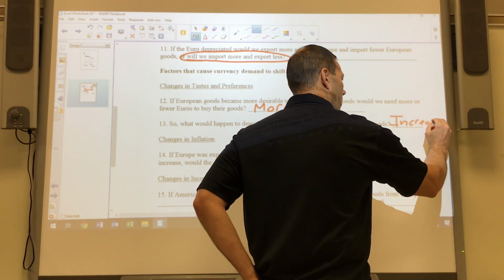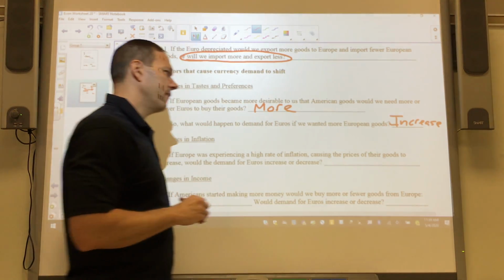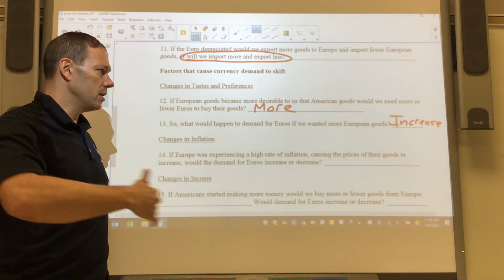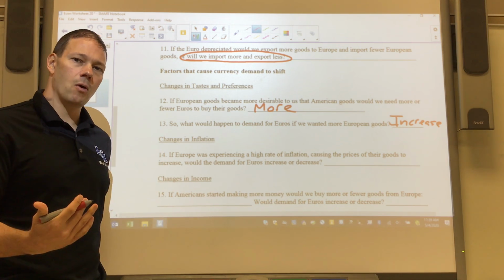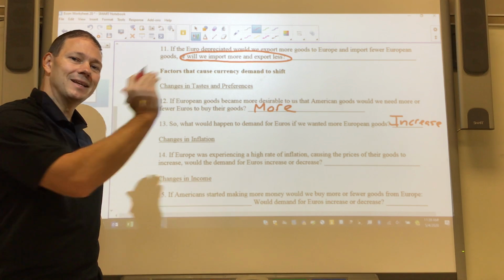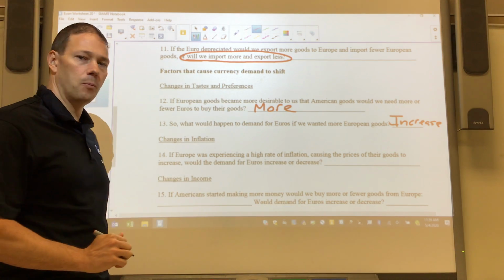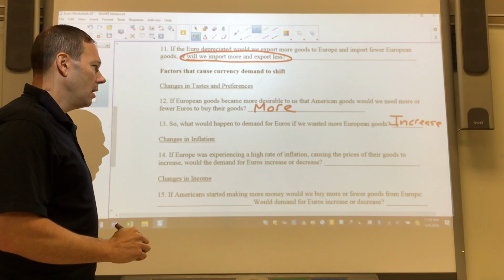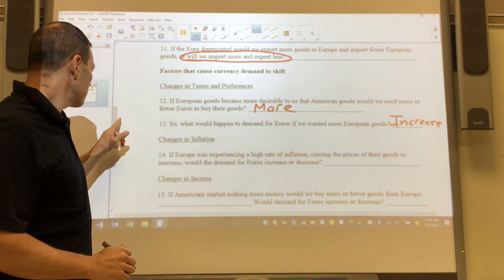Okay, so kind of like what we did the first part of the graph on the front, we increase the demand for euros, that makes the euro appreciate. So bottom line is we want to buy more things from Europe, demand for European currency increases, and it makes the euro appreciate.